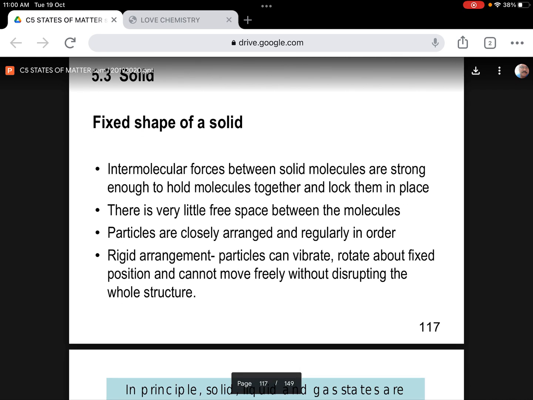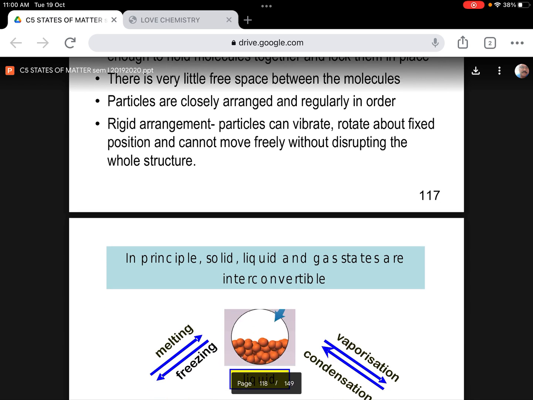First, we look at the properties of solid. Fixed shape of a solid. Intermolecular forces between solid molecules are strong enough to hold molecules together and lock them in place. There is very little free space between the molecules. Particles are closely arranged and regularly in order. Rigid arrangement means particles can vibrate and rotate about the fixed position, but cannot move freely without disrupting the whole structure.